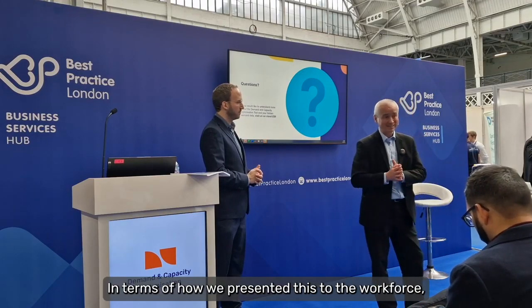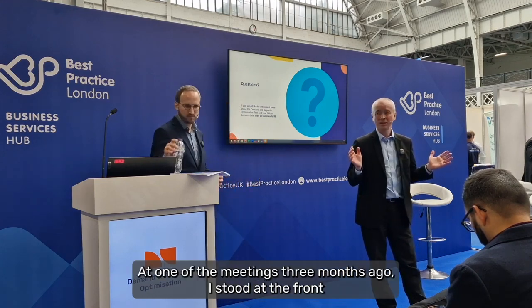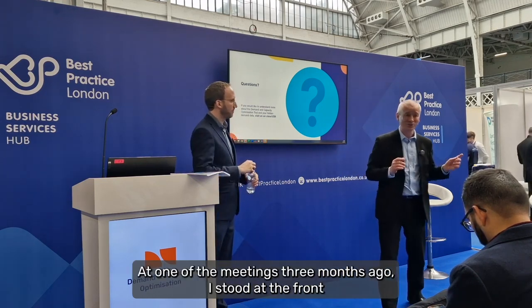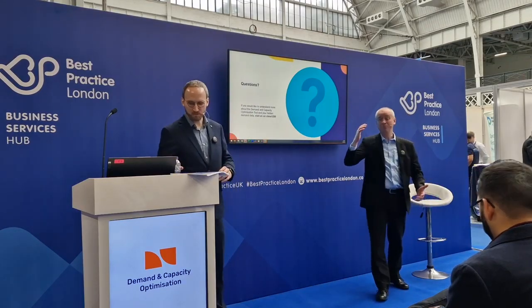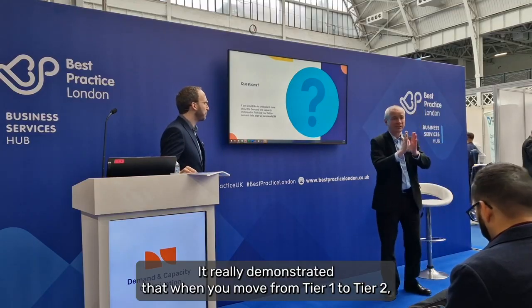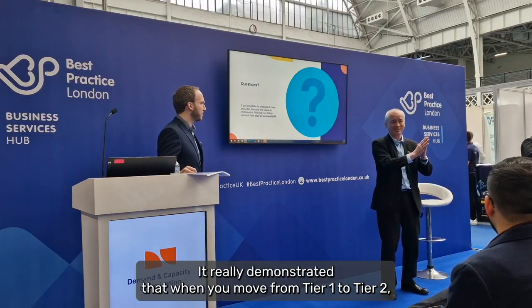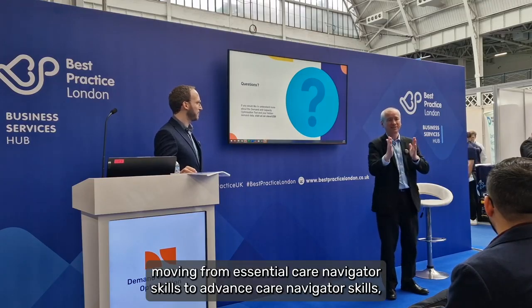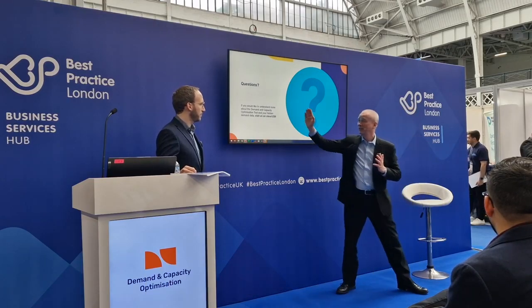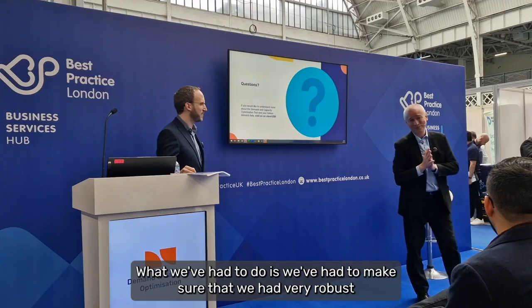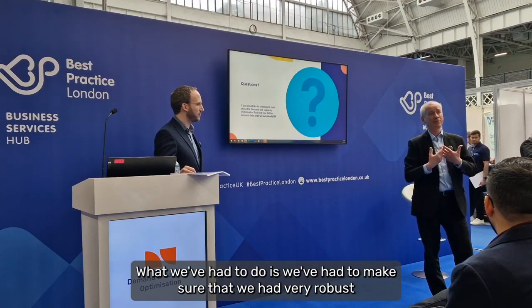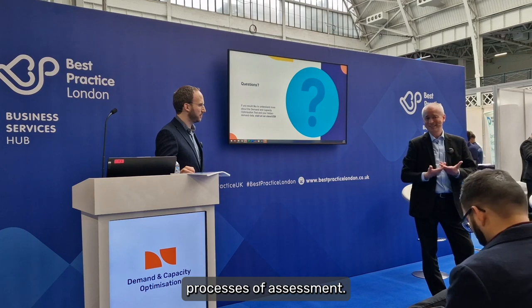In terms of how we presented this to the workforce, we presented it extensively. We have monthly full staff meetings. At one of the meetings 3 months ago, I stood at the front with a full printout of our competency matrix on a big screen that really demonstrated that when you move from tier 1 to tier 2, moving from essential care navigator skills to advanced care navigator skills, your pay also moves from there to there. What we've had to do is make sure that we had very robust processes of assessment.